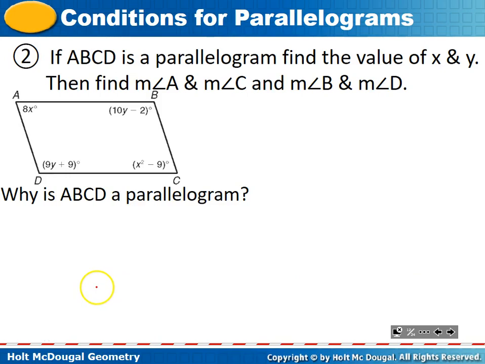So our next one says, if ABCD is a parallelogram, find the value of x and y, and then find the measure of angles A, C, B, and D, okay? So here again, let's mark this first. So if these opposite angles are congruent, then it would be a parallelogram, right? That's our rule that we're looking at.